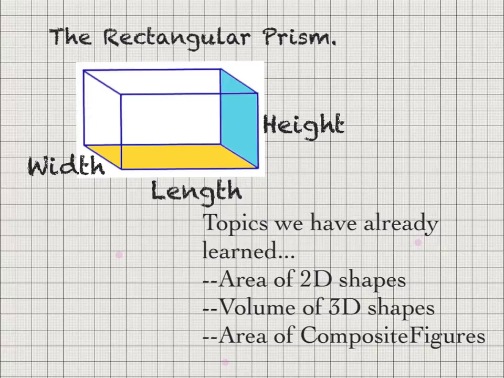Next, we started talking about volume. Volume was the three-dimensional space, the number of cubes inside of a shape. And last, we've talked about area of composite figures. Composite figures were figures that are stuck together, or a shape that is not normal, but you can divide it into sections that make it into rectangles, triangles, or other shapes. So let's get going.